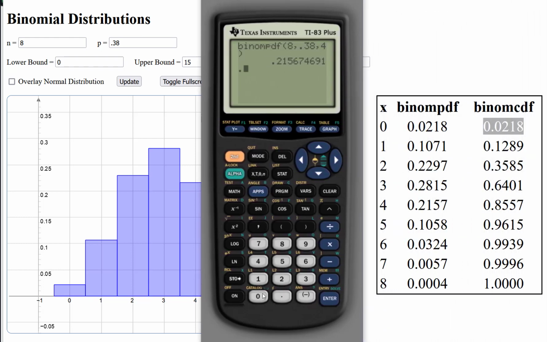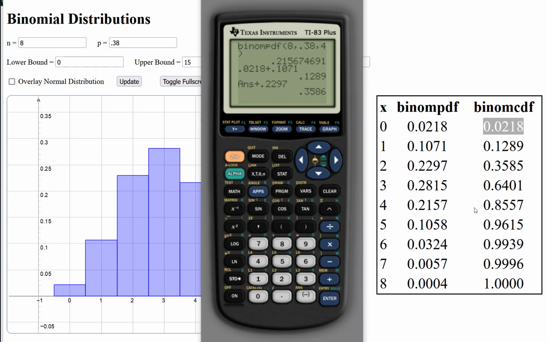So if I take 0.0218 plus 0.1071, then I get 0.1289, which is the next binomial CDF value. If I add to that 0.2297, then I'll get the next one, going in that order.